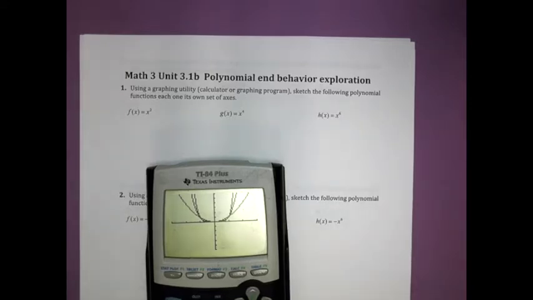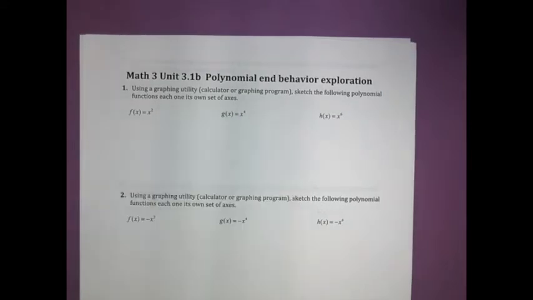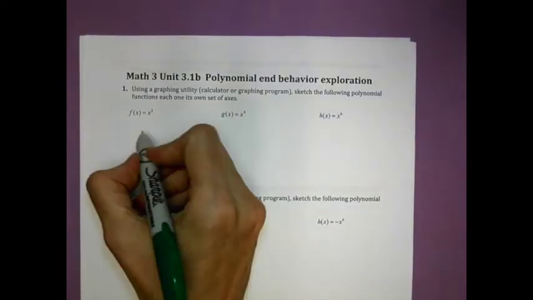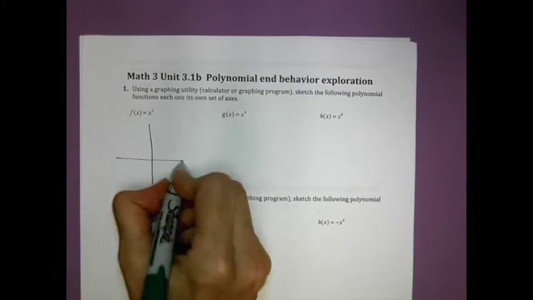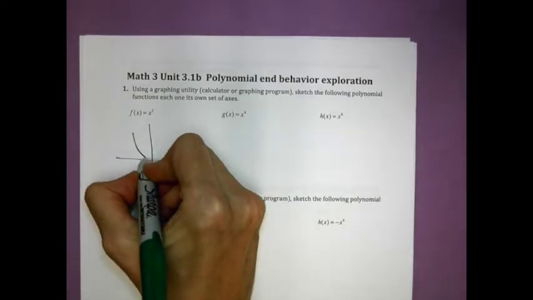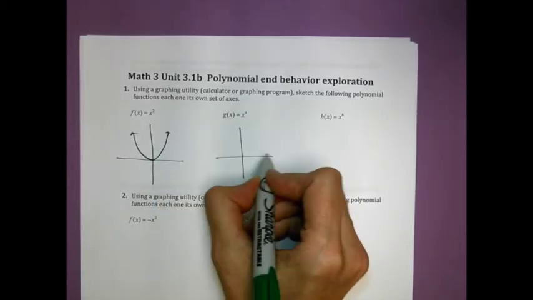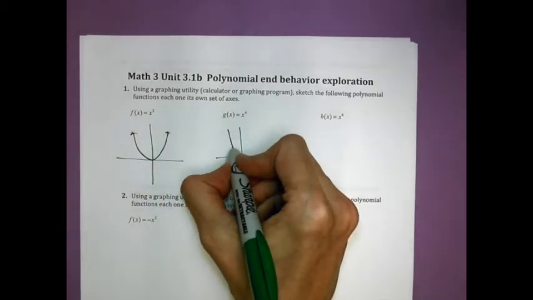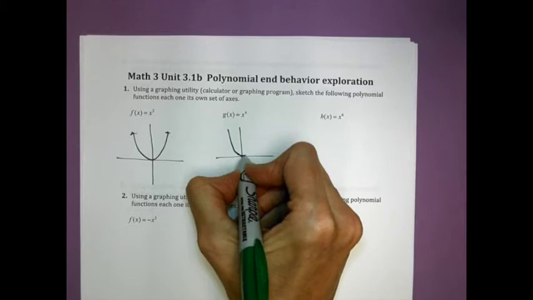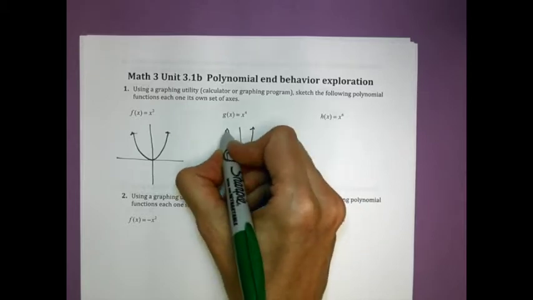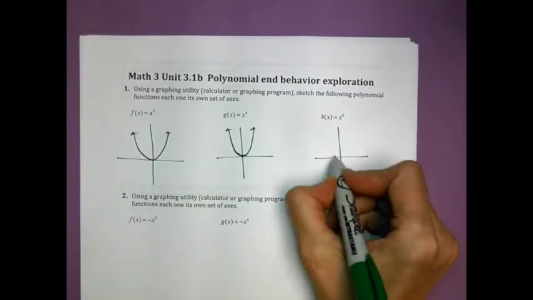And then what I would want my students to do after they saw those, they're just doing a really rough sketch. They do not have to do an accurate graph at all. And so here was my x squared. My x to the 4th was a little narrower. Also, if you look at it carefully, it gets a little flatter at the bottom. And my x to the 6th was even narrower.